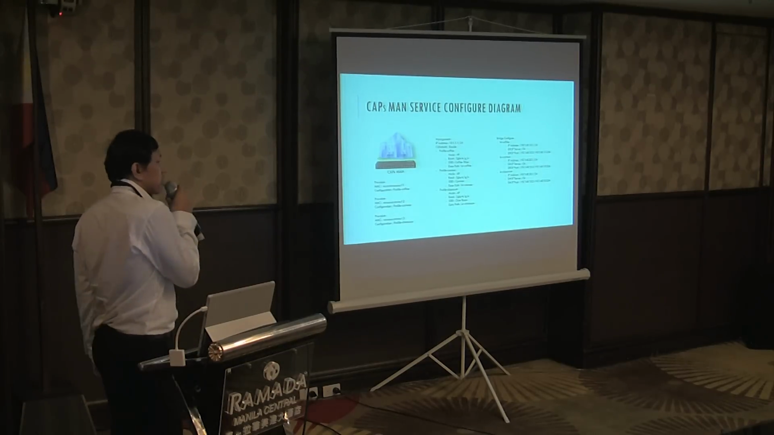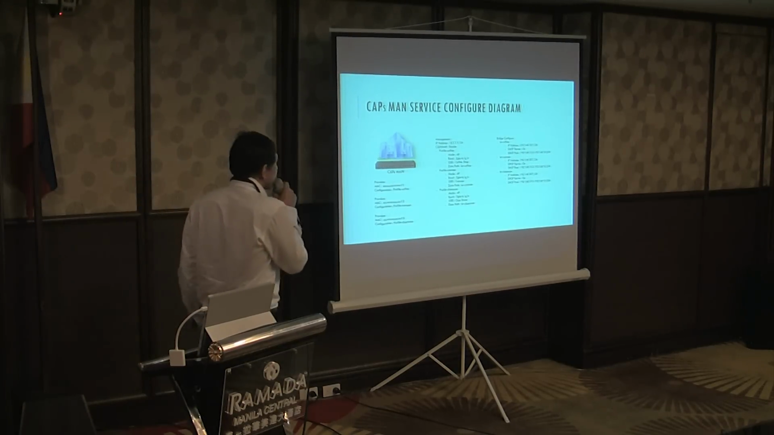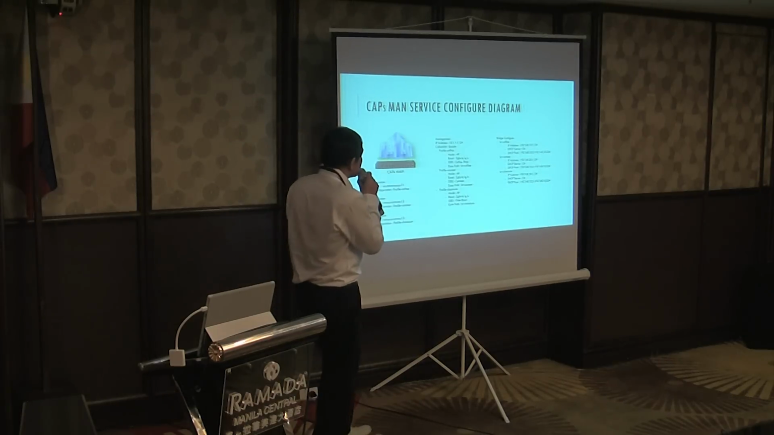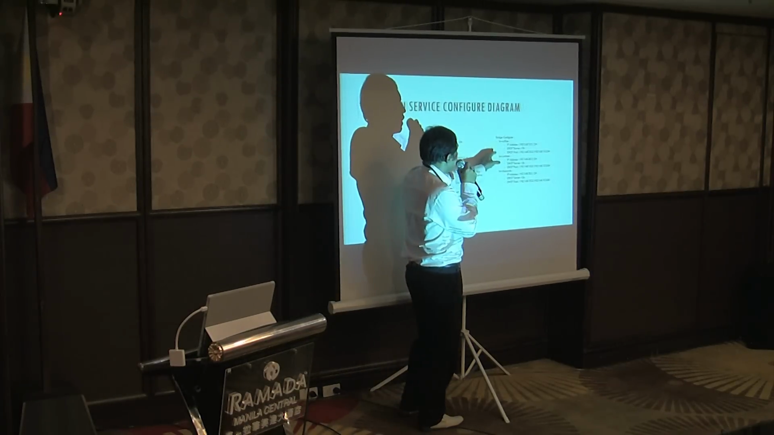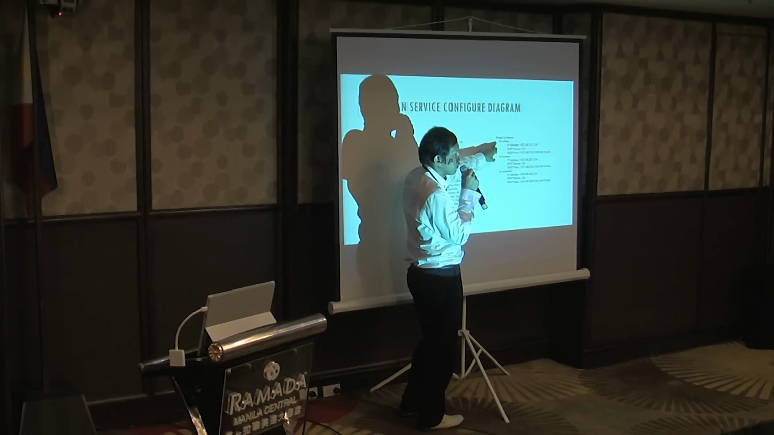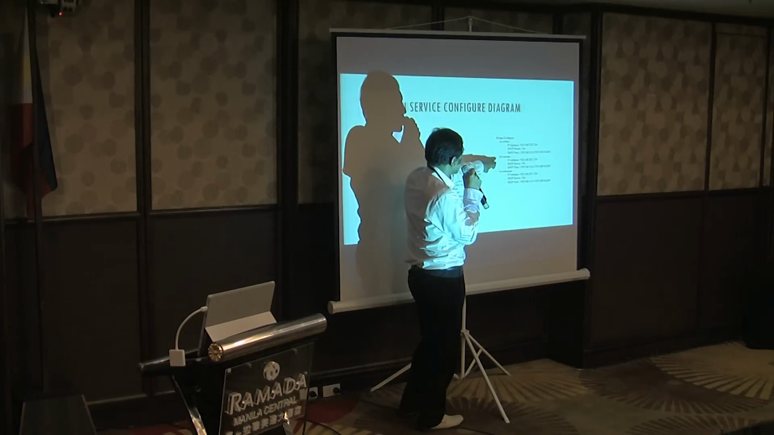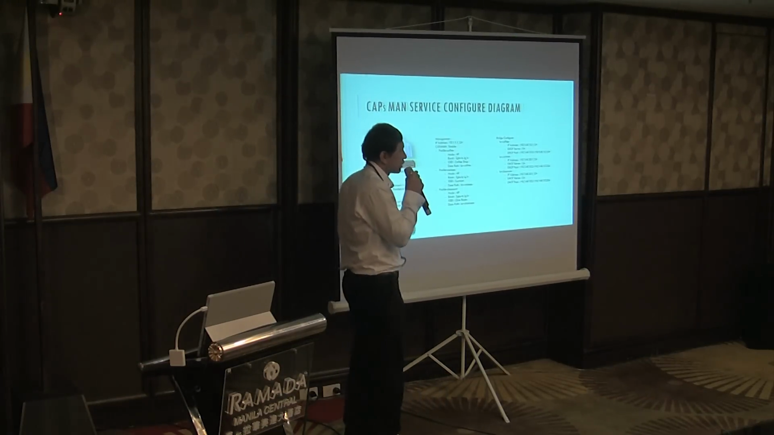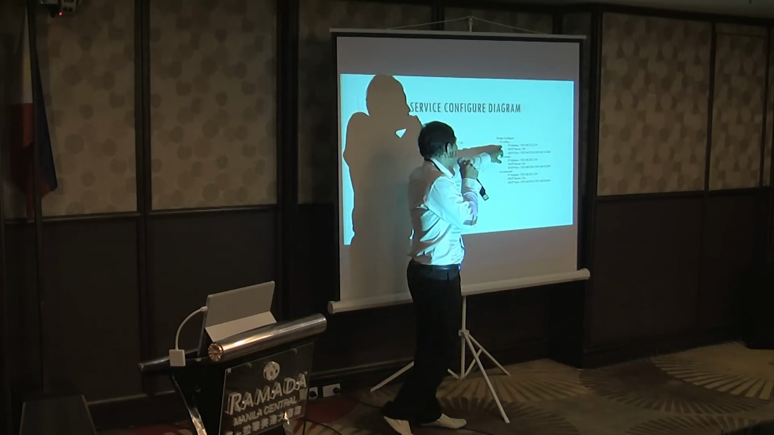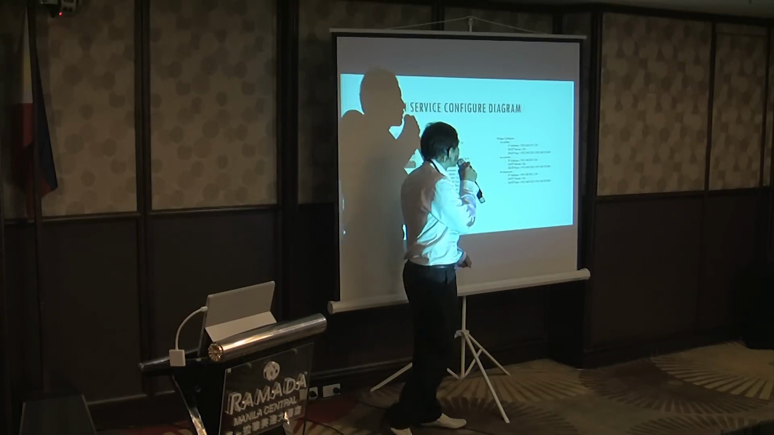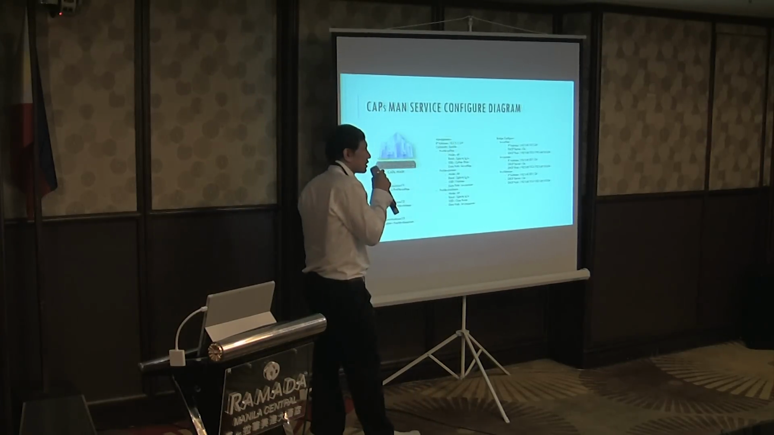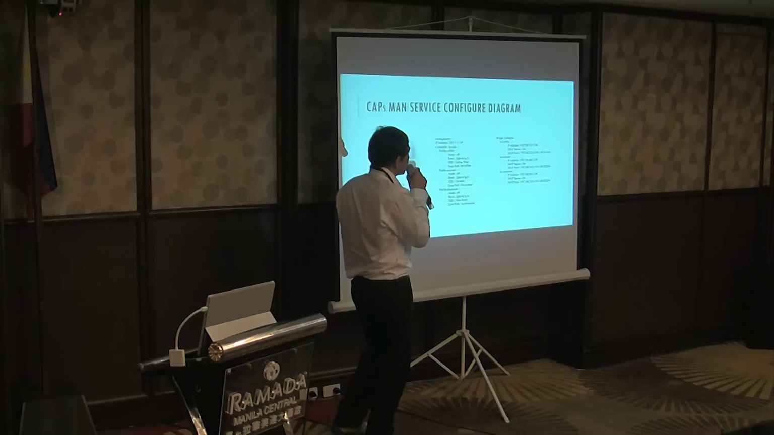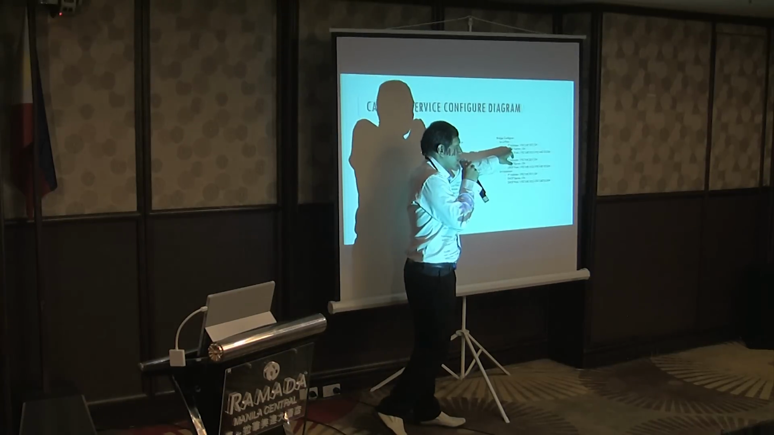Okay, this is the service configuration diagram. For the CAP manager service configuration diagram, first you have to deploy a service. This is the service for the coffee shop, this is the service for the canteen, and this is the service for the classroom. You will see the configuration is the same. Like the coffee shop, the IP address is 192.168.10.1/24, and DHCP is on.